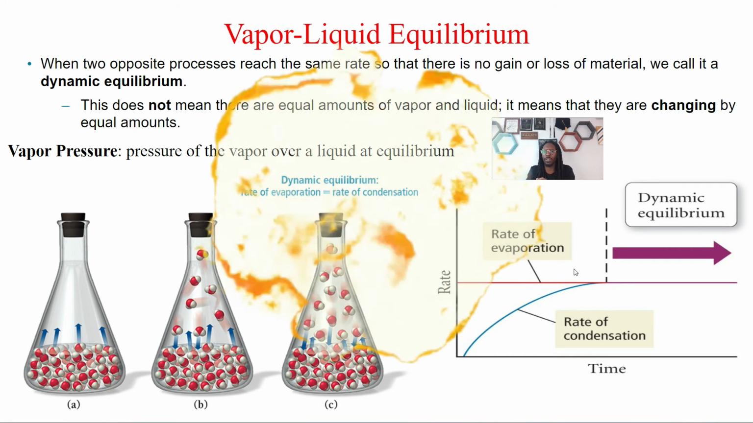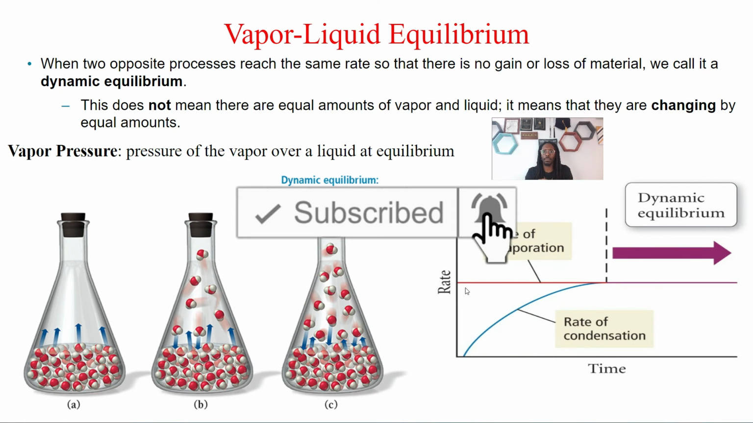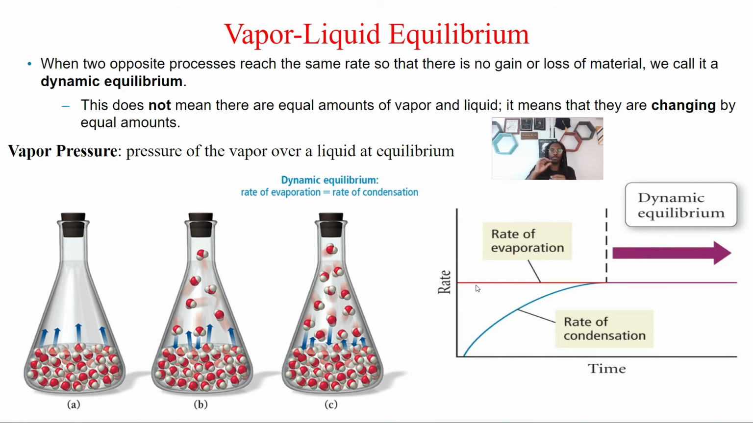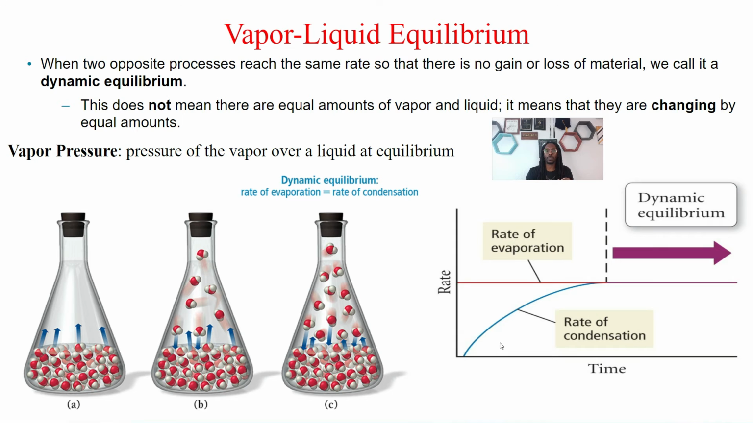So we can see this with this graph here. Over time, our rate of evaporation reaches its limit. This is where it's going to start reaching this limit. It starts to plateau. This is our rate, and this is our time. So once it reaches that rate, it plateaus. Now look at our rate of condensation.